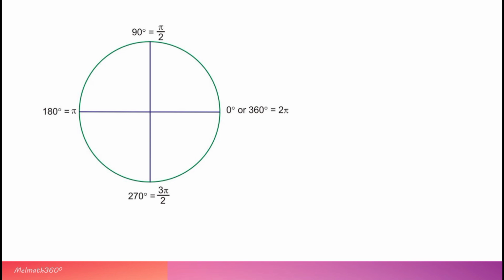Now we can figure out what the conversion ratio is between degrees and radians. We can compare the measure of angles for a complete rotation in radians and degrees as 360 degrees equals 2 pi radians and 180 degrees equals pi radians. A right angle is expressed as pi over 2 radians and a straight angle is expressed as pi radians.